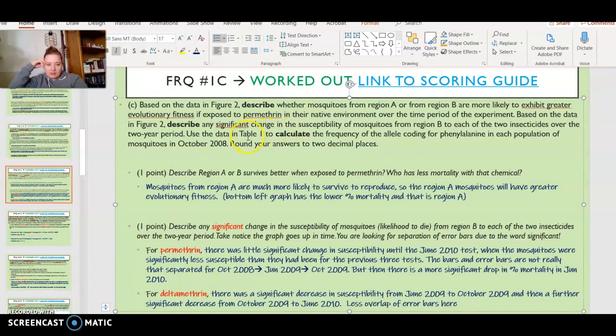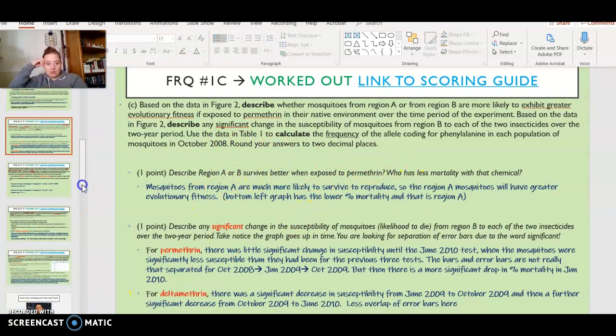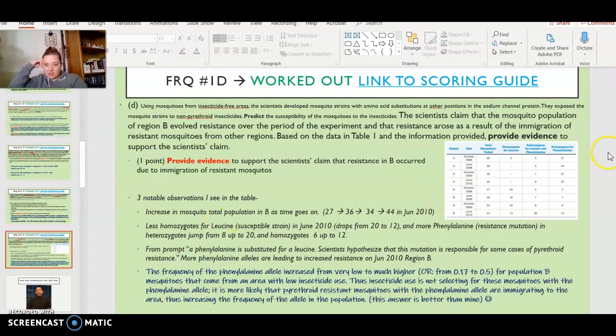For C, use Table 1, calculate the frequency. Ooh, I want to underline that word. Frequency. Of the allele coding for phenylalanine in each population of mosquitoes. Round your answer to 2 decimal places. So, love this. Okay, made this very small. Oh wait, no. C. Where was I?